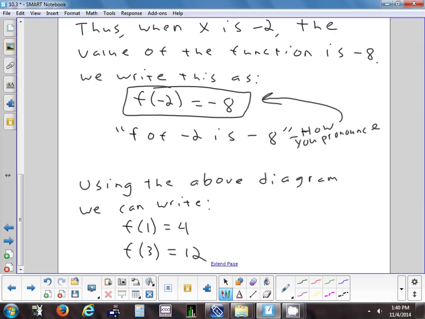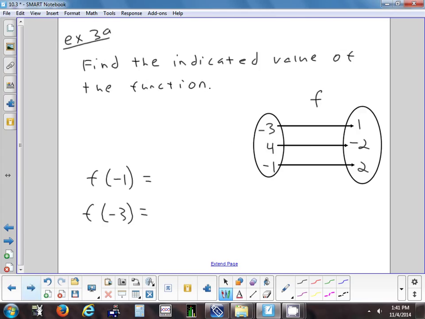All right, so everybody see how Mr. Roy was pronouncing that? F of 1 is 4. Okay, that's how you say it. F of 3 is 12. Okay, and that's just a short way of meaning if you plug 3 into function f, you'll get a value of 12. Any questions on that notation? Okay, everyone's all right with that? All right, so let's try this diagram.